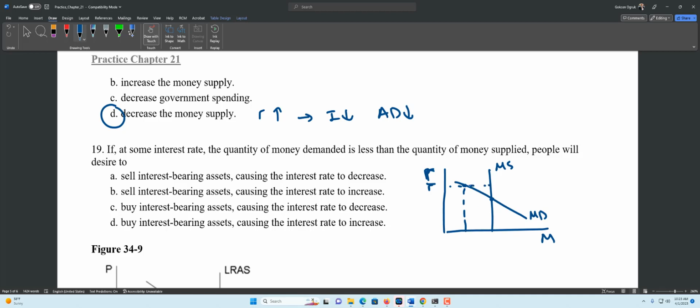So what is going to happen if that is the case? People are going to buy interest-bearing assets. Why? Because they want to get rid of that excess amount of cash that they carry. They don't demand that much money, and they demand interest-bearing assets. And if that is the case, when they buy interest-bearing assets, this is going to decrease the interest rate and we reach the equilibrium point.